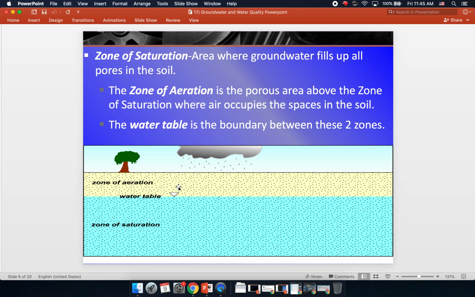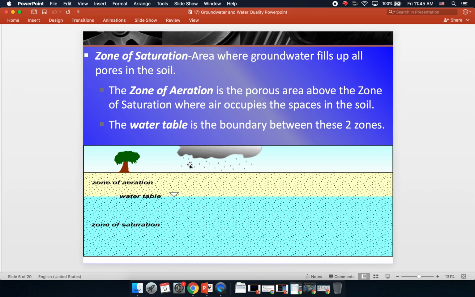Above the zone of saturation, we have the zone of aeration. Now, this is a porous and permeable area. I mean, we kind of already know that because water has traveled down through it into the zone of saturation, but we're calling this area the zone of aeration because what exists in those pores at the moment is air.